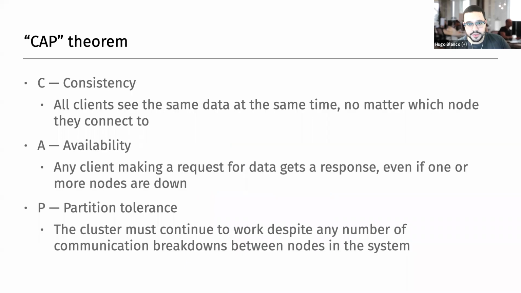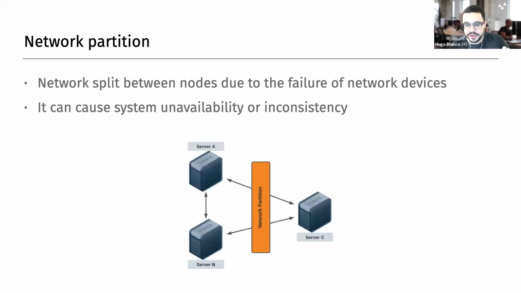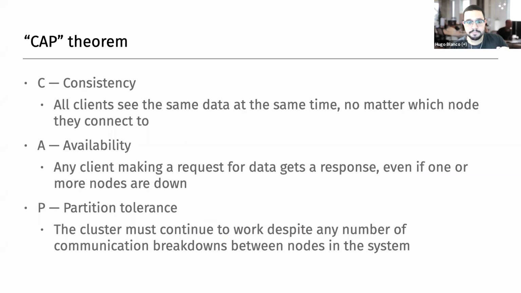And going further in the definitions, we have consistency, that is basically all clients see the same data at the same time, no matter which node they connect to. So going back to the previous one, consistency here would be if I access server A, B, or C, I see the same data. And availability is any client making a request for data gets a response, even if one or more nodes are down.